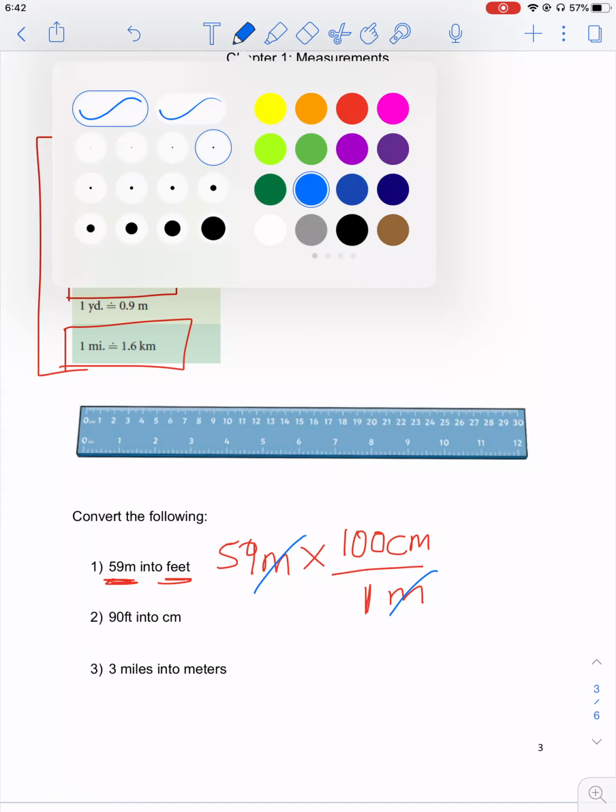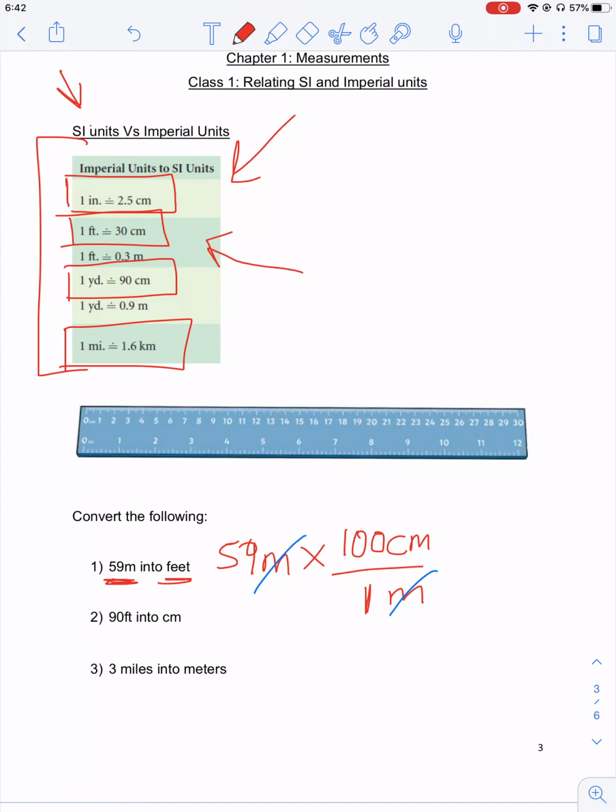So I will have to multiply this by now something that relates centimeters to feet, okay? Centimeters to feet, do I have that? Yes, I know that 30 centimeters equals 1 foot, okay?